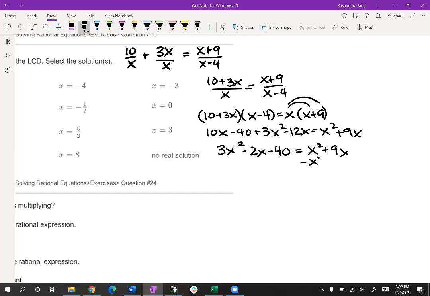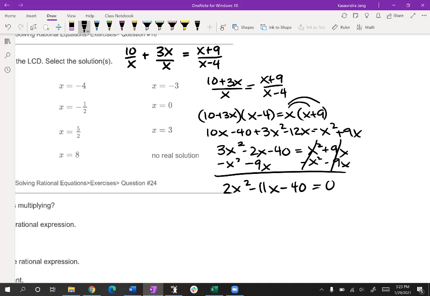Let's go ahead and subtract the x squared on both sides, and I will subtract a 9x on both sides as well. So I wanted that all equal to 0 for a reason. I got a 3 minus 1, so a 2x squared. Negative 2 minus 9, so a negative 11x. And I still have the negative 40. All right. So I usually start factoring with a GCF. And so close, but 2 goes into 2 and 40, but 11 is not divisible by 2. So for that reason, I think we're going to have to go with the factor by grouping.